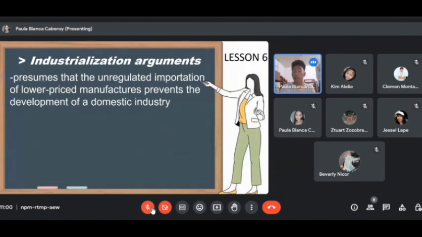So, import restrictions can encourage foreign direct investment, which is FDI. So, FDI brings capital, technology, and jobs to the host country. By limiting imports, a country may attract more foreign investment. So, since may potential benefits ang import restrictions, syempre may kaakibat na challenges and risks.